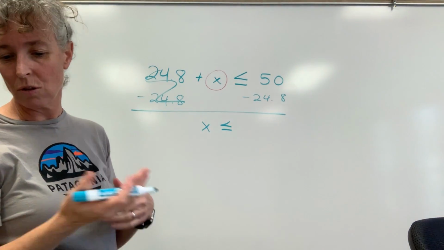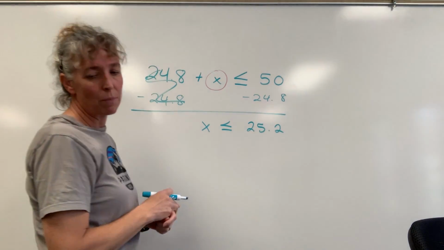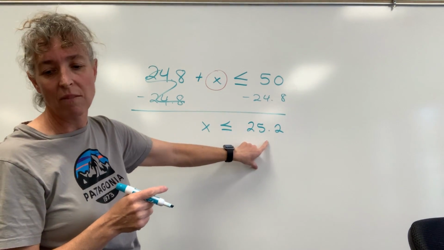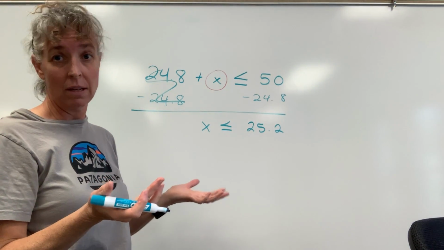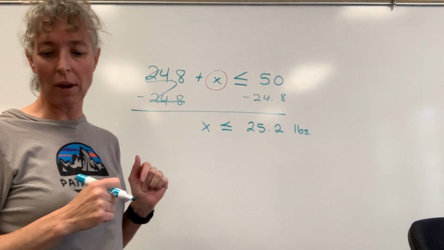Go ahead and use your calculators or just look in the book right there. 25.2. So my amount that I add has to be less than or equal to 25.2 what? It's a word problem. We need to make sure we label. We would label pounds. Okay?